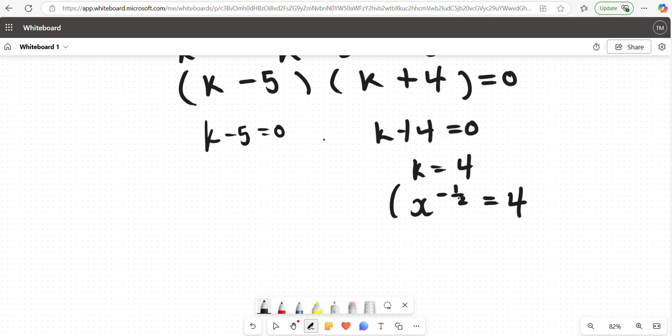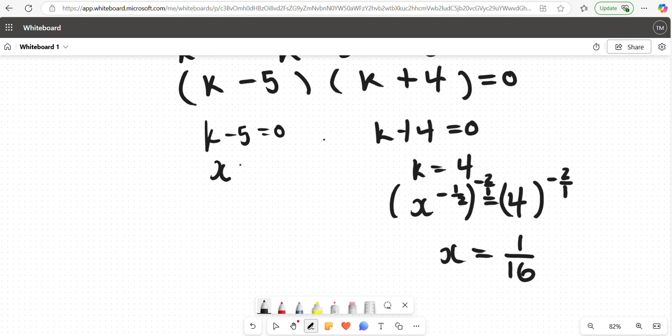So what do I do? I take the reciprocal of that, which is negative 2 over 1, and so x is equal to, if you plug in 4 to the power of negative 2 over 1, you should be getting 1 over 4 squared, which is 1 over 16. Right?